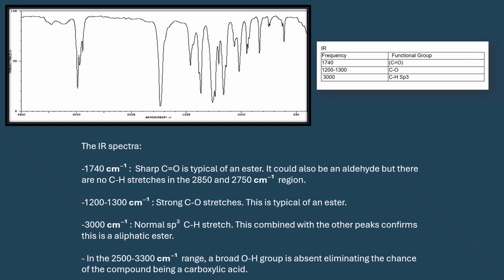In the 3000 region, we can see a normal sp3 CH stretch. This confirms that the unknown compound is an aliphatic ester. We can also note that there is an absence of an OH group in the 2500 to 3300 region, eliminating the chance of the compound being a carboxylic acid. We can see that there are no other strong absorptions. This would suggest a high level of purity.